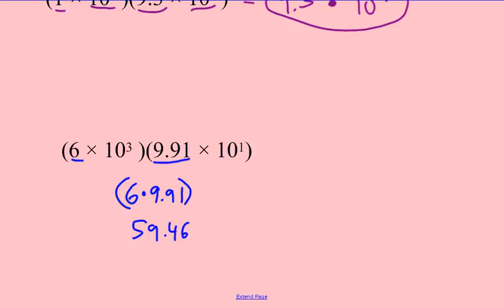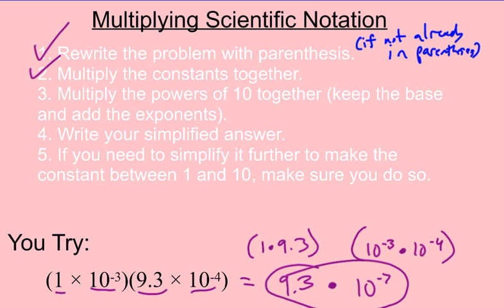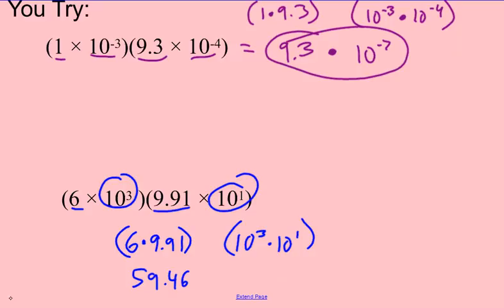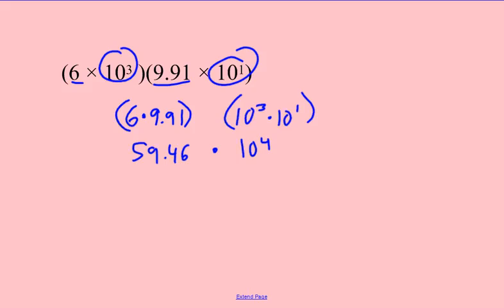And then I'm going to multiply the powers of 10 together. So 10 to the third power times 10 to the first power is going to be 10 to the fourth power, because you're just adding those together. So I get 59.46 times 10 to the fourth power.